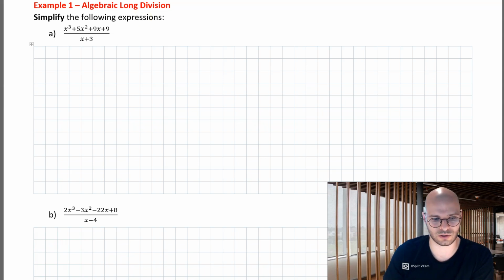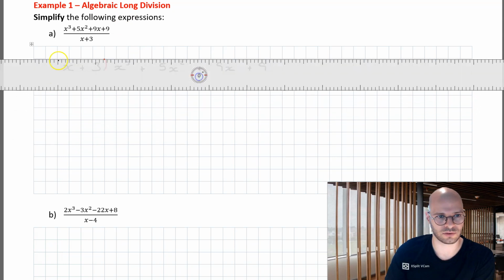The first thing we need to do is set up the long division. To do this, I identify the denominator, which is x plus 3, and write it down as our divisor. Next, I set up the long division, and inside it I write the numerator, x cubed plus 5x squared plus 9x plus 9. This is going to act as our dividend, after which I rule this off and I'm ready to apply the algorithm.